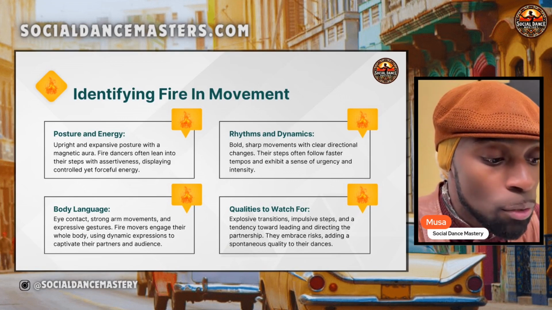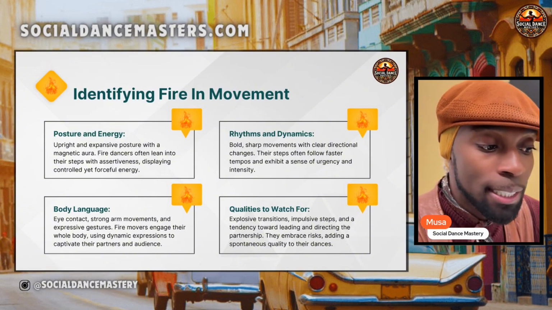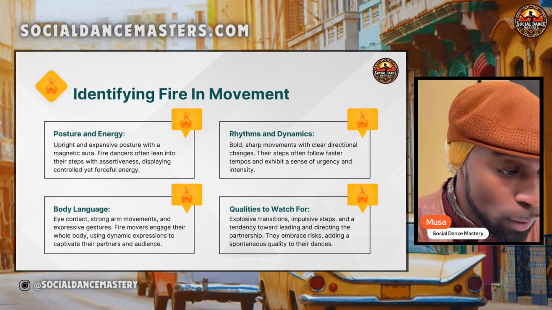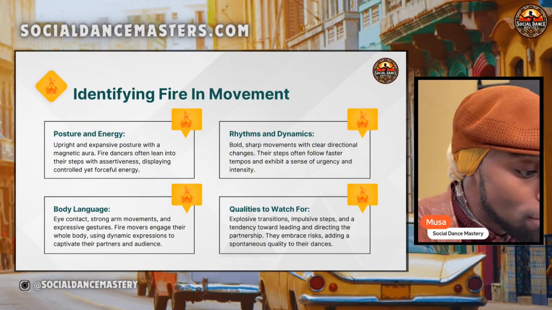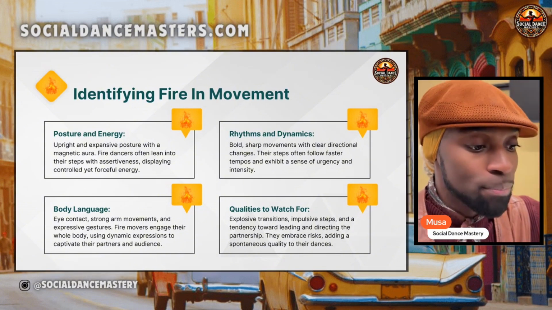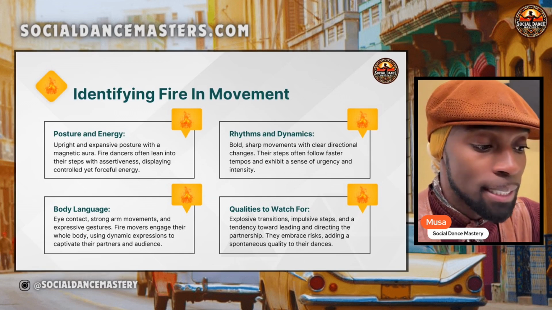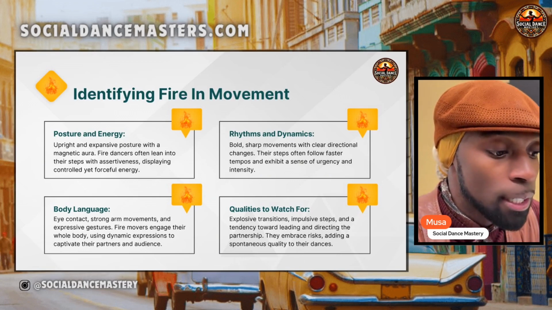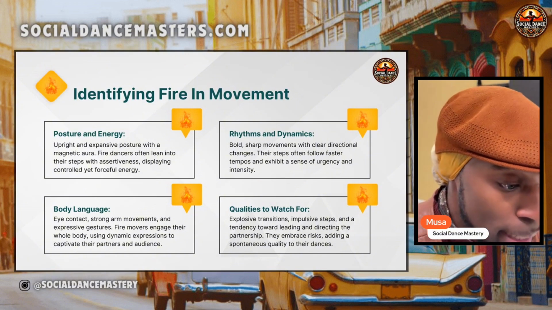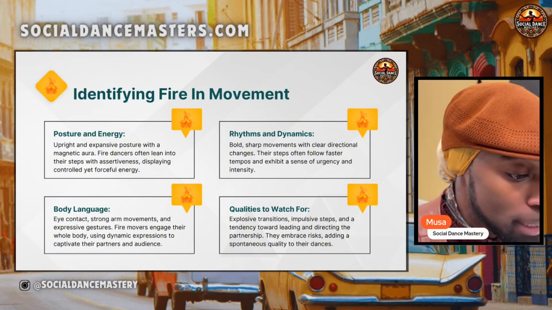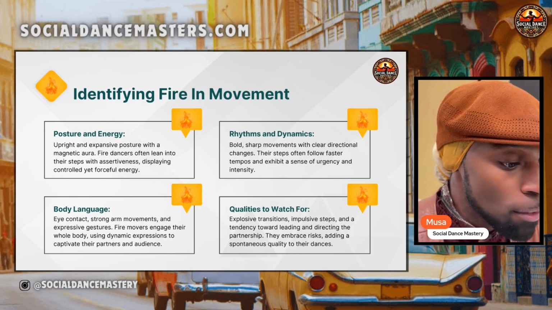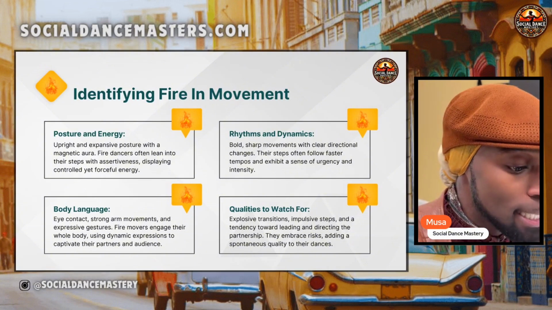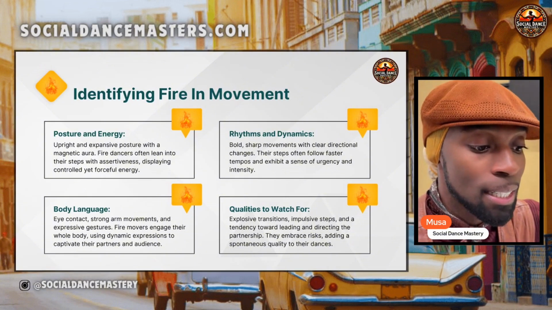I break this down into four main things, starting with the posture and the energy of a dancer, right? A fire posture would be upright, expansive, magnetic. Fire dancers often lean into their steps. Looking at the posture of a dancer really tells you a lot. Then you can look at the rhythm and dynamics. The rhythm and dynamics of a fire dancer: bold, sharp movements, right? Clear directional changes. The steps often follow faster tempos and exhibit a sense of urgency and intensity. That's how you can tell a fire dancer.